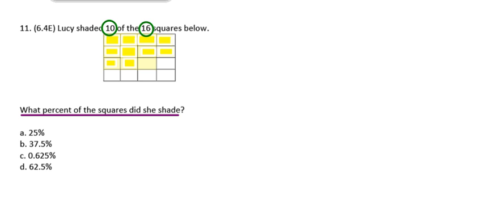Question 11. Lucy shaded 10 of the 16 squares below. What percent of the squares did she shade? Did she shade 25%, 37.5%, 0.625%, or 62.5%?